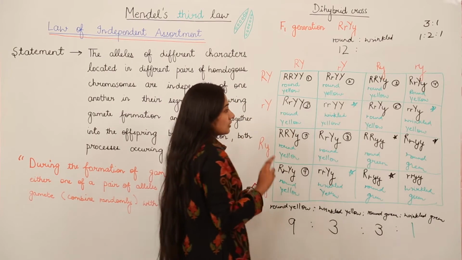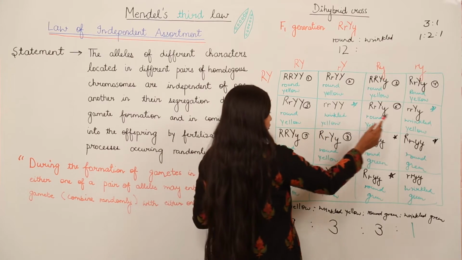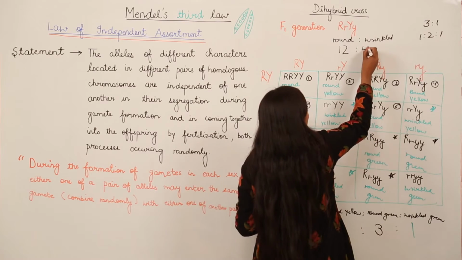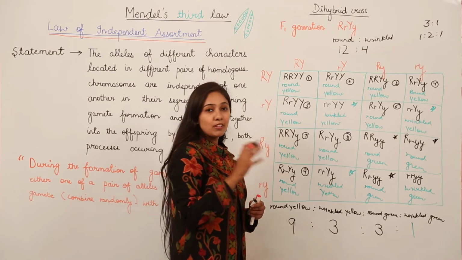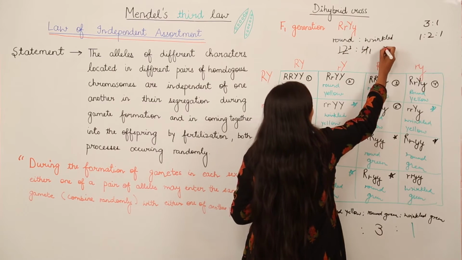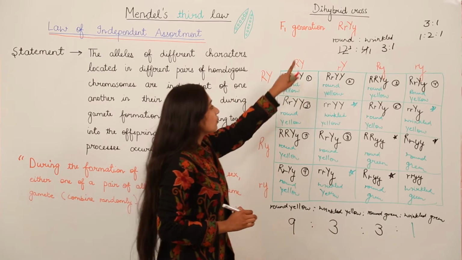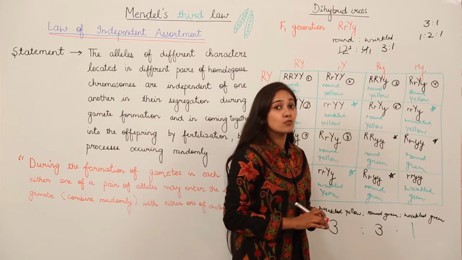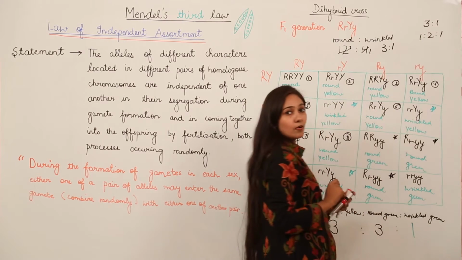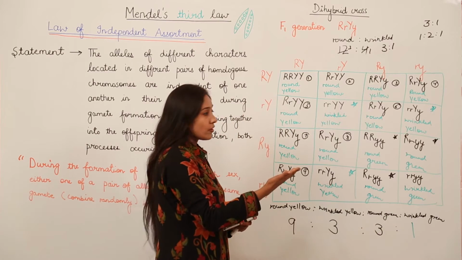Then if we count the number of wrinkled seeds, we have here 1, 2, 3 and 4. So we have 12:4. Okay. When I simplify this, it is going to be 3:1. So the ratio of round to wrinkled is going to be 3:1. This is what we had for the monohybrid cross, that is 3:1. Okay.